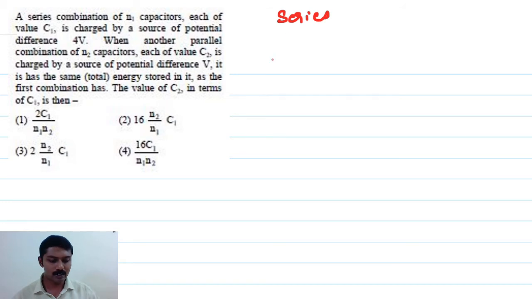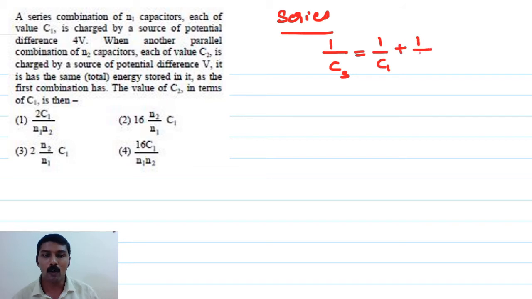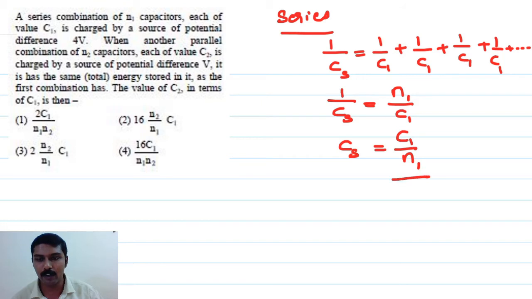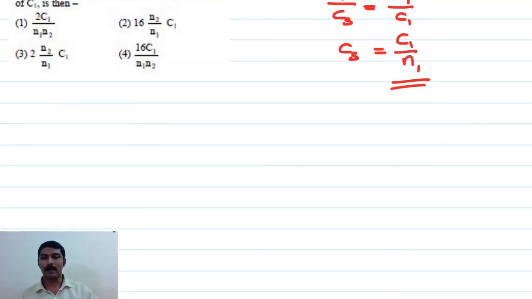In the series combination, we have the equation 1 by Cs equals 1 by C1, the first capacitance, plus 1 by, obviously it should be C2, but the capacitances are the same, so we write 1 by C1 plus 1 by C1 and so on. How many are there? N1 numbers are there, so the last one will be N1 times C1. So the total capacitance: 1 by Cs equals 1 plus 1 plus so on, N1 terms, so N1 divided by C1, or Cs will be equal to C1 divided by N1. So this is the series combination of capacitors.